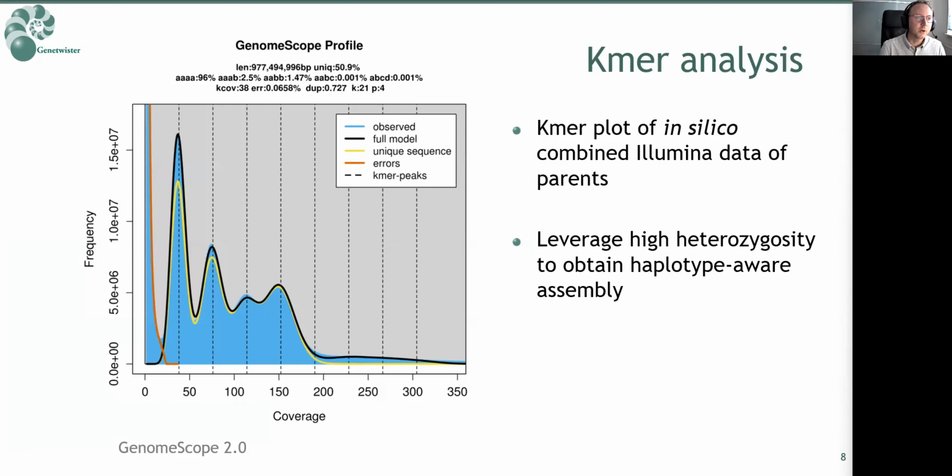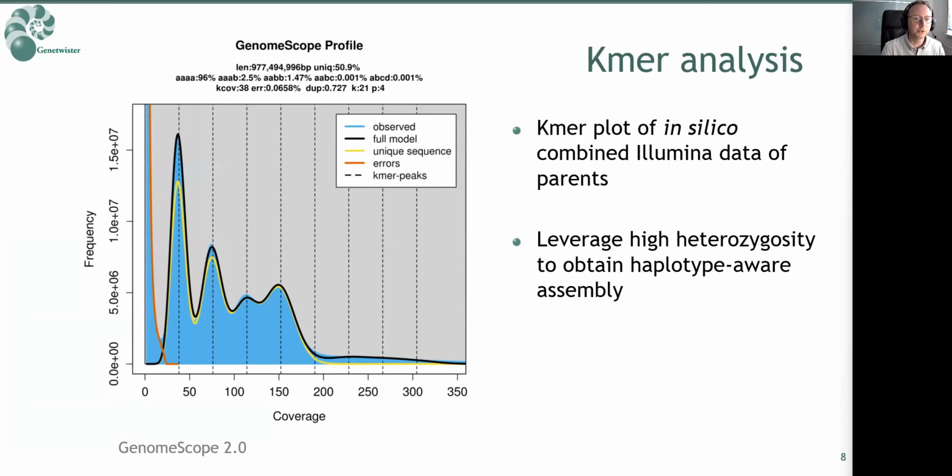We performed an in silico experiment where we combined the Illumina data of both parents because we wanted to assess how different the haplotypes in the trio were. From the 4 peaks in this plot, you can see that the 4 haplotypes in the 2 parents are quite different, which is a great starting point for building haplotype-resolved assemblies.